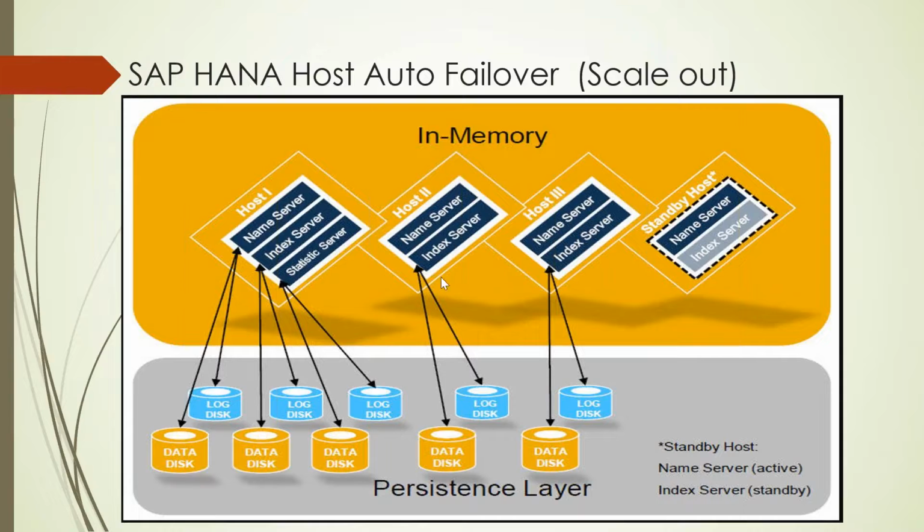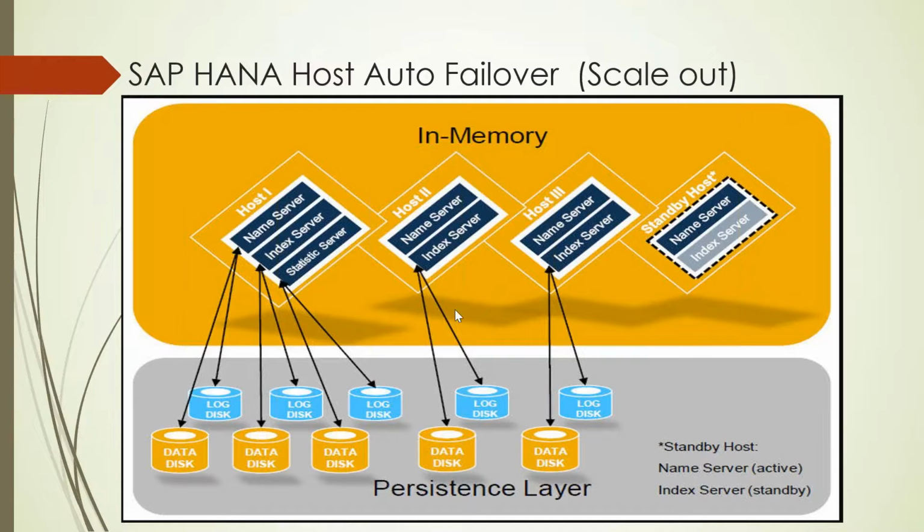If any of the active nodes, host 1, host 2, host 3, is down, then the name server is notified. The name server is active on standby. For example, if host 2 is down, the name server will be notified, and then the name server will activate the standby node as active. So it will activate the index servers, and it will take control of the failed node.